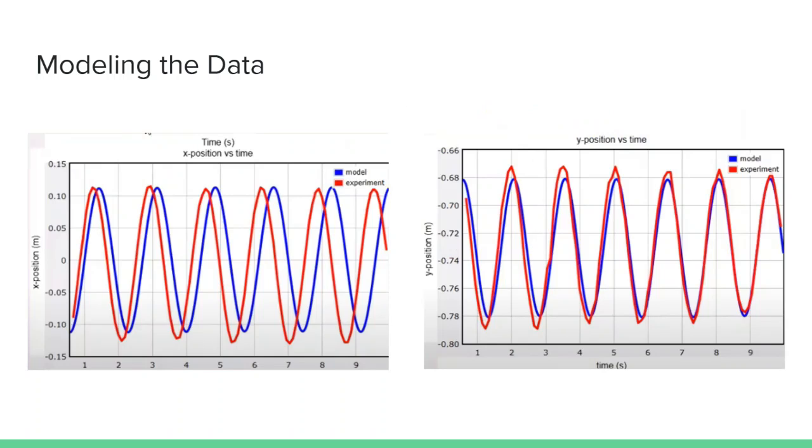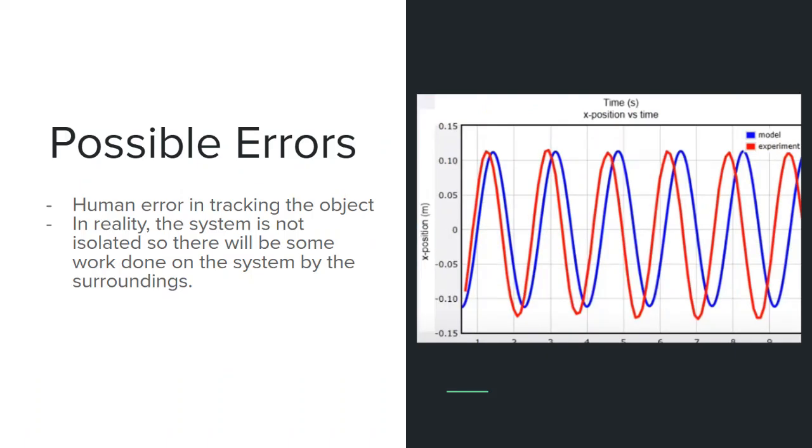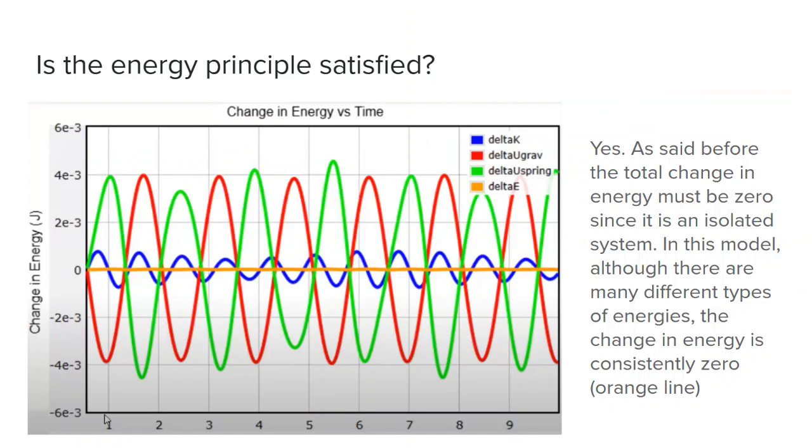And the same goes for the Y position. You can see how the experimental model has slightly higher peaks, and that could be due to outside forces as well. So some possible error, human error in tracking the object, and in reality, the system is not isolated. So there will be work done on the system by the surroundings.